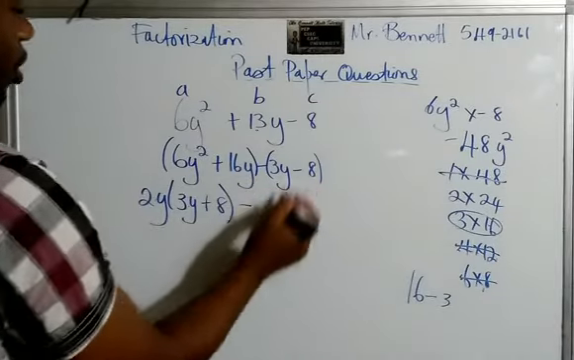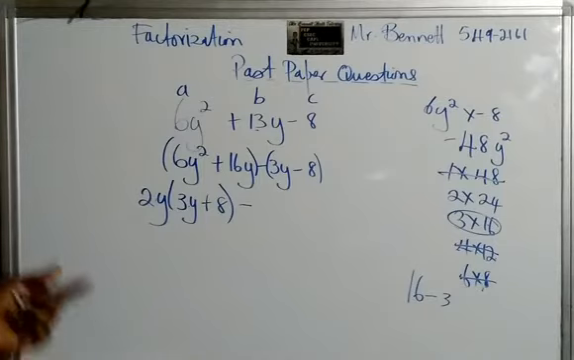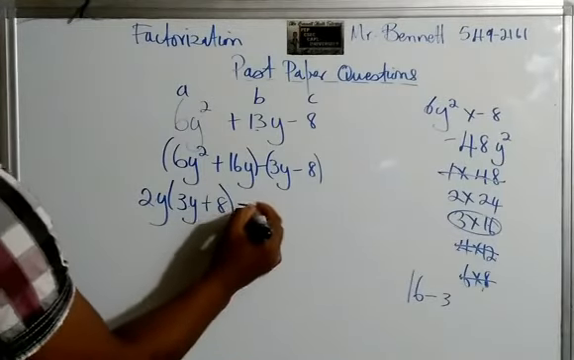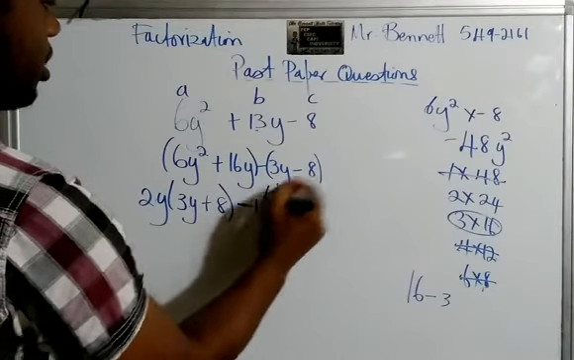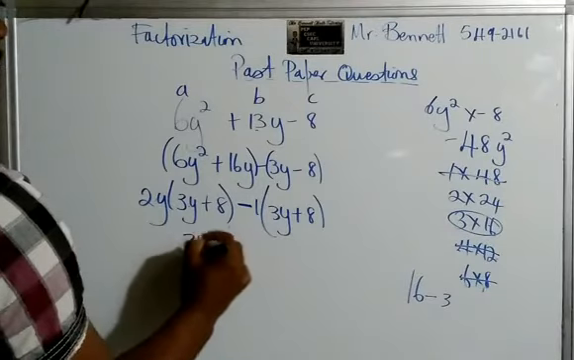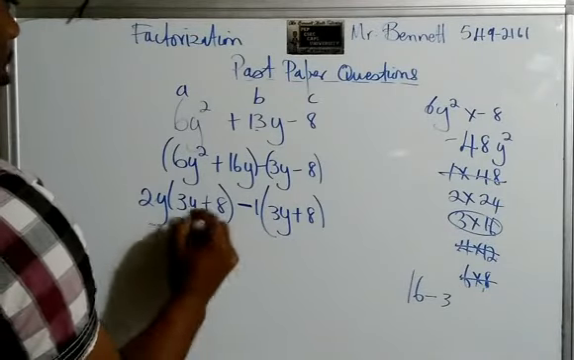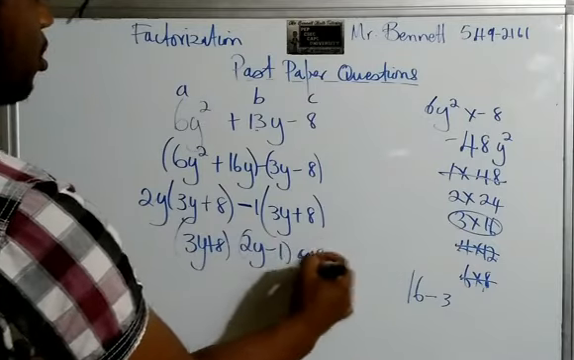Now you might be thinking to yourself, nothing is common here. Yes, 1 is a factor of all numbers, right? So that will leave us with 1. That will leave us with 3y. Negative 1 into that will give us positive 8. So that will leave 3y plus 8 and 2y minus 1. And that would be your answer.